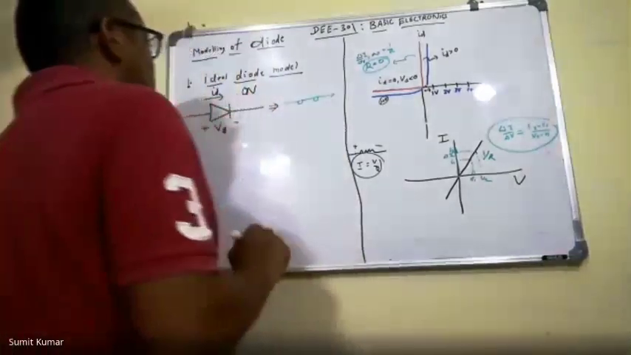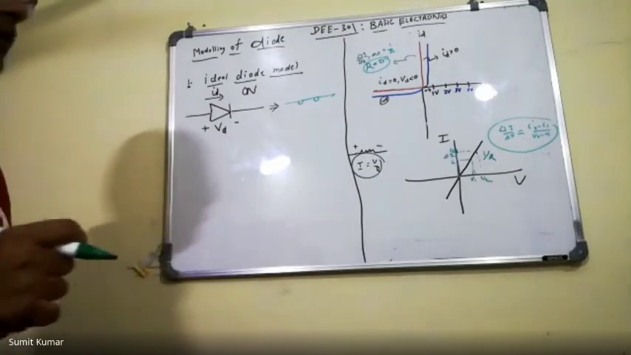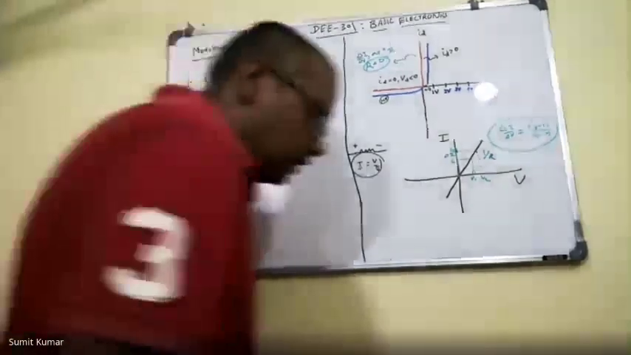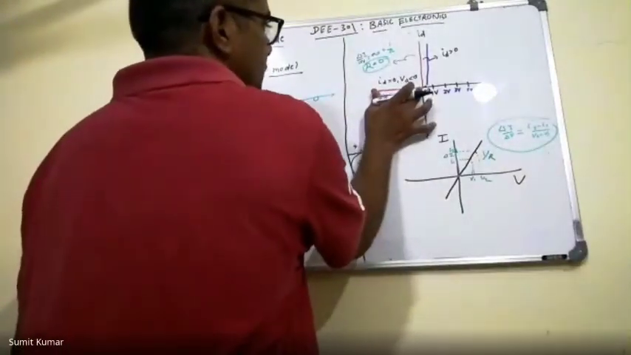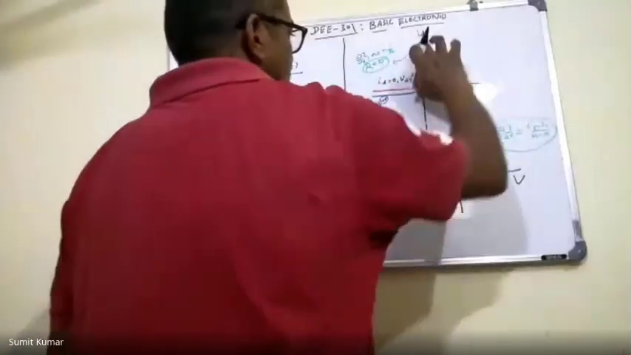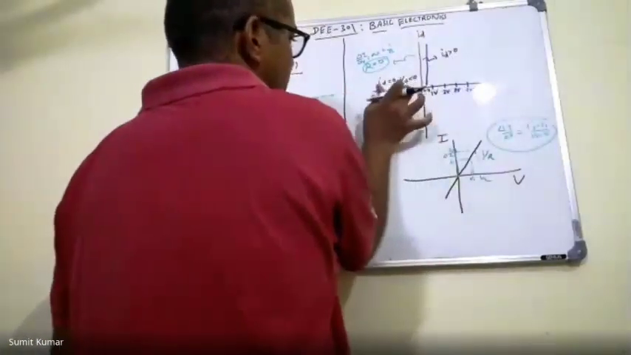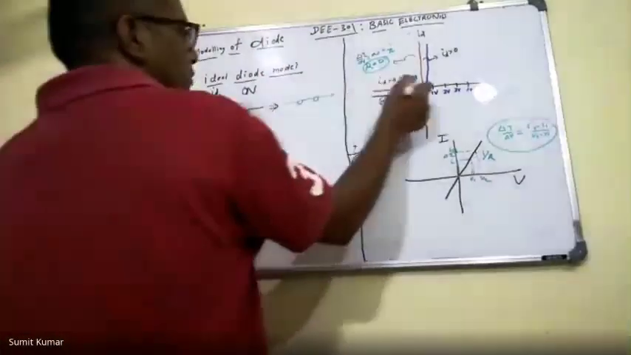So this is how we represent the ideal diode model. When the diode is conducting, we represent it like this. And when the diode is not conducting, then we need to represent this region. In this region, the diode is conducting, and in this region, the diode is non-conducting, or you can say blocking.